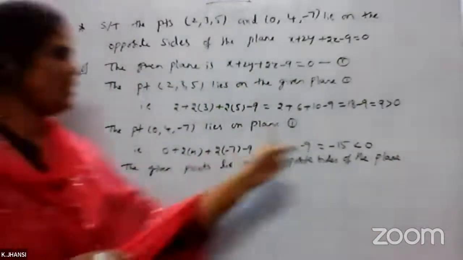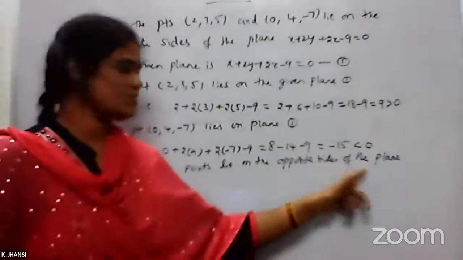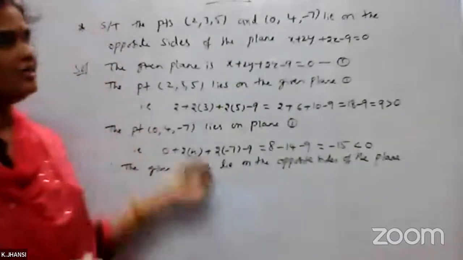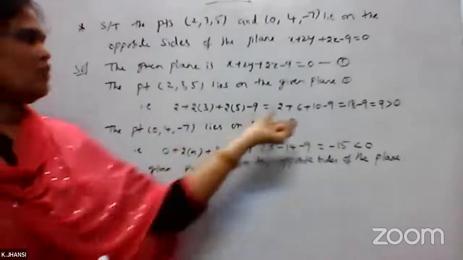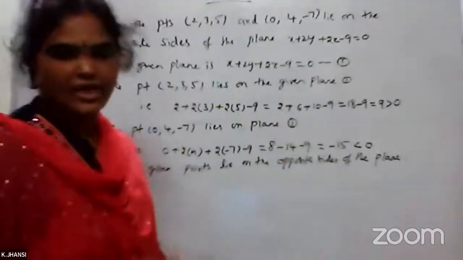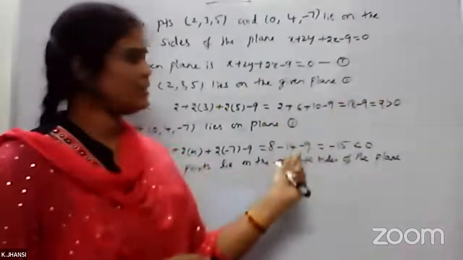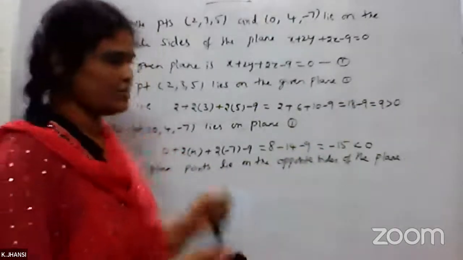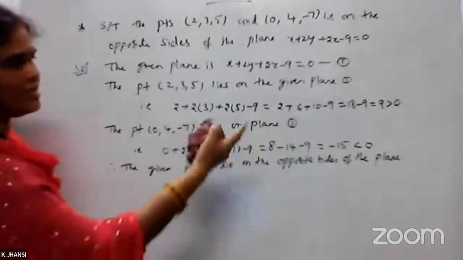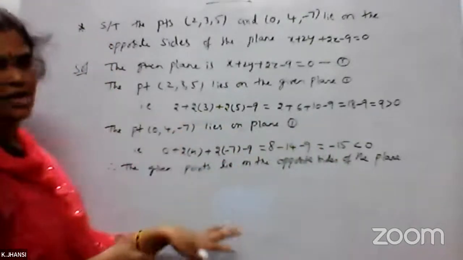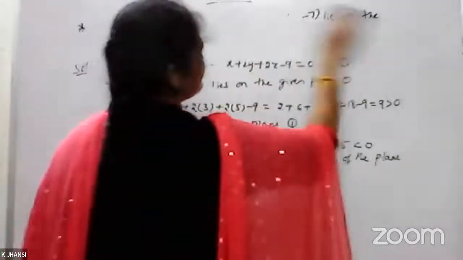If you are getting less than 0 and less than 0, then you can write the given points lie on the same side of the plane. This is a simple procedure. Whatever the 2 points are given, you substitute the points in the plane equation. If you get the same signs, both positive or both negative, then same sides. If one is positive and another is negative, then you will get opposite sides. So this is the procedure to find the 2 sides of a plane.